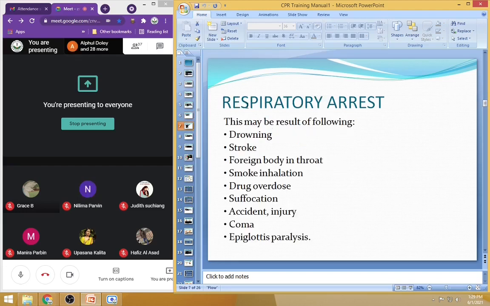And what do you understand by respiratory arrest? It may be a result of drowning. It can be because of stroke, a foreign body in the throat, smoke inhalation, drug overdose, suffocation, accident, injury, coma, epiglottitis, or paralysis. Any of these can lead to respiratory arrest.